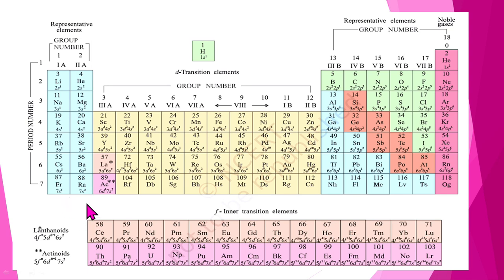Besides that, you can see two rows of elements at the bottom. These are f-block elements. The first row is called lanthanoids and the second row is called actinoids.